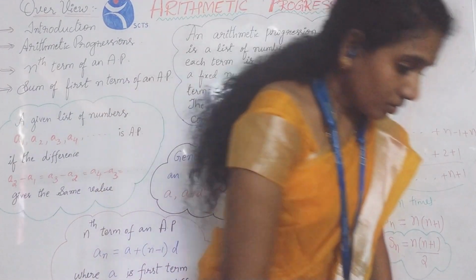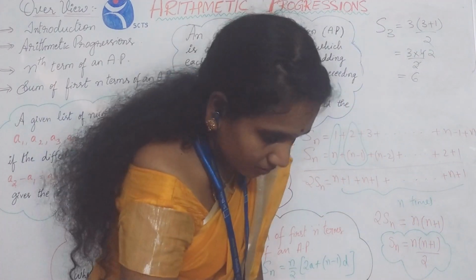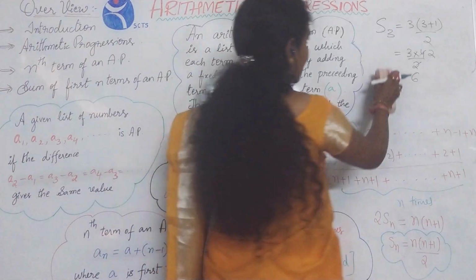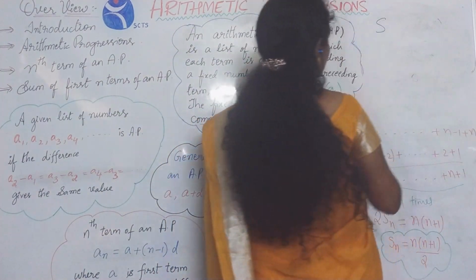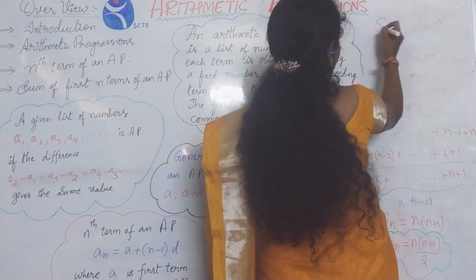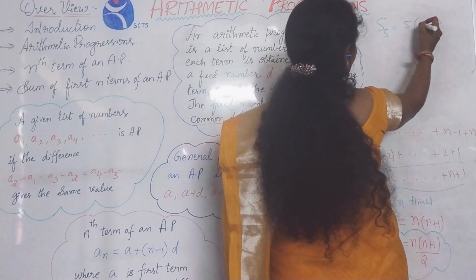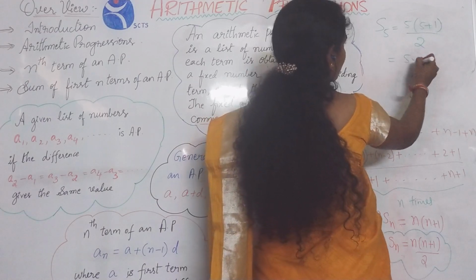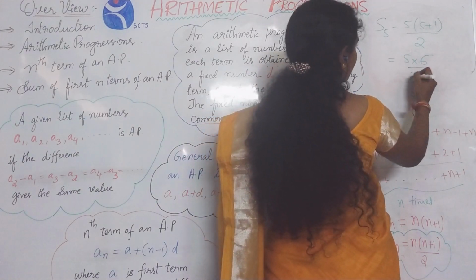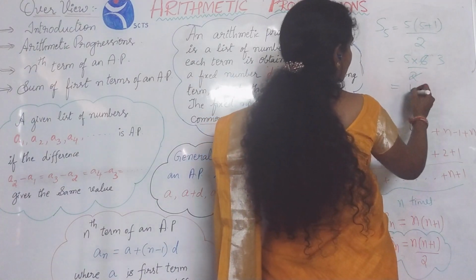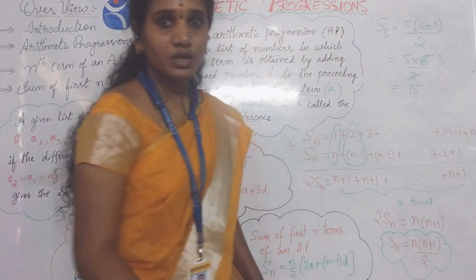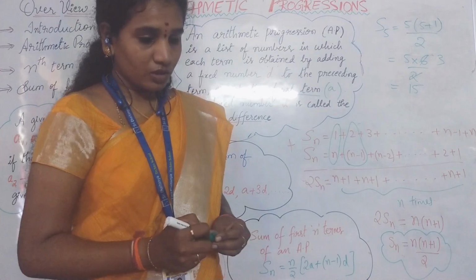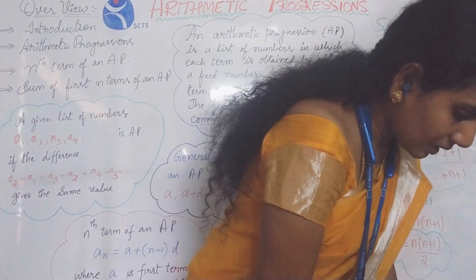Clear. Now let us check with the formula. We calculated the sum of 5 natural numbers, so S5. S5 is equal to 5 into 5 plus 1 by 2. That is 5 into 6 by 2. That is equal to 5 into 3, which is 15, as we have calculated just now using the activity. Now let us move further with the sum of 7 natural numbers.